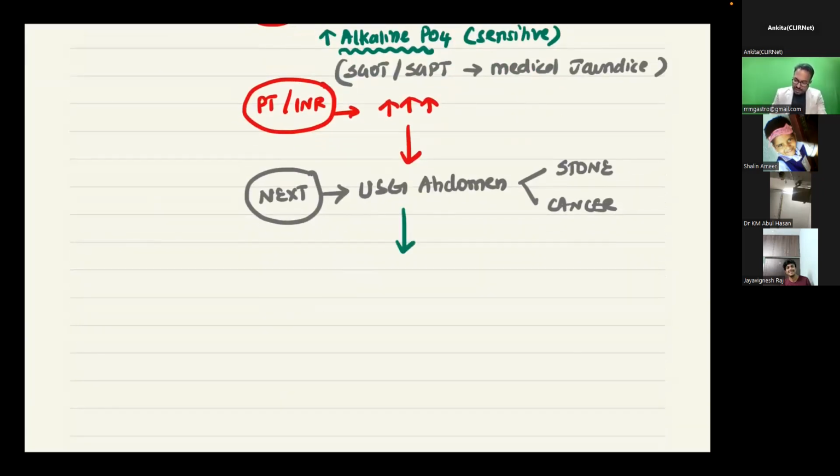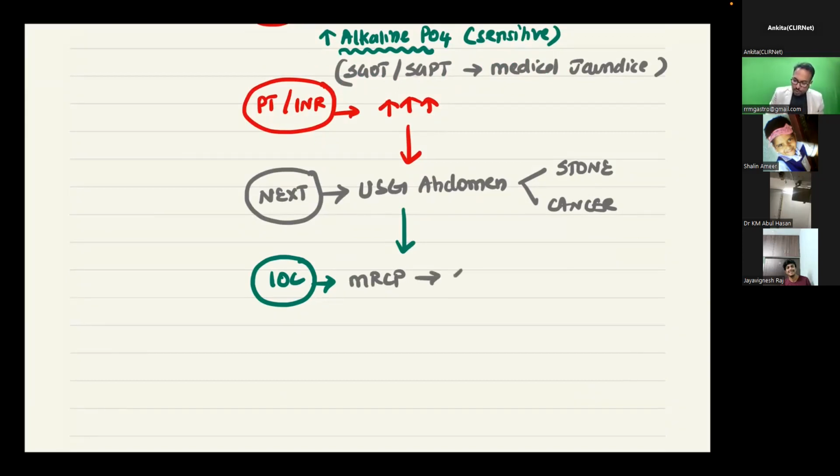But what is the investigation of choice for obstructive jaundice? See the questions. What is done next? Ultrasound. What is the investigation of choice? I want to know a clear-cut diagnosis. I want a 95% sensitive investigation. That is MRCP, magnetic resonance cholangiopancreatography.